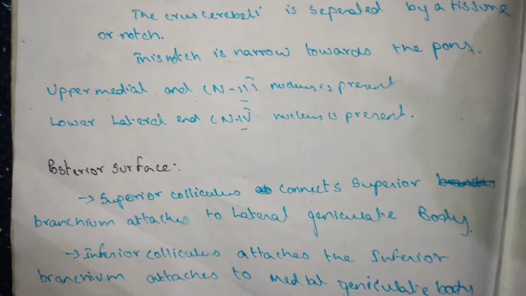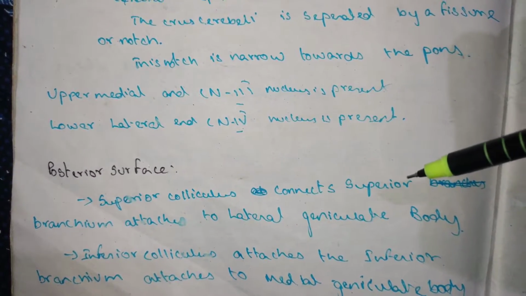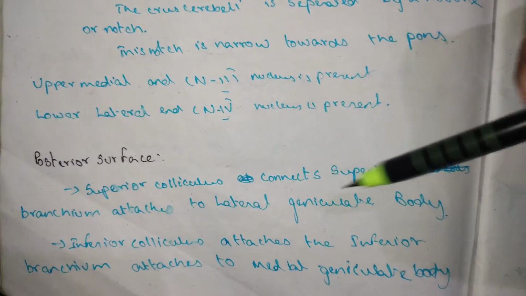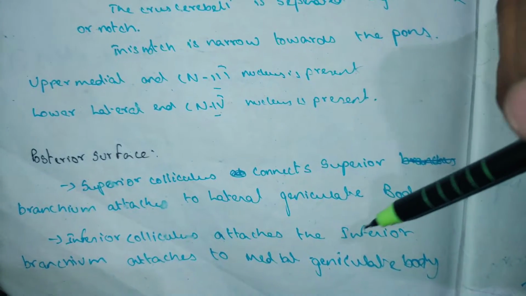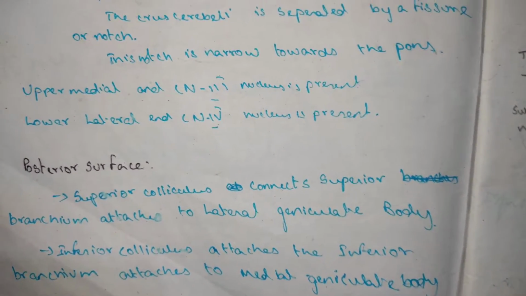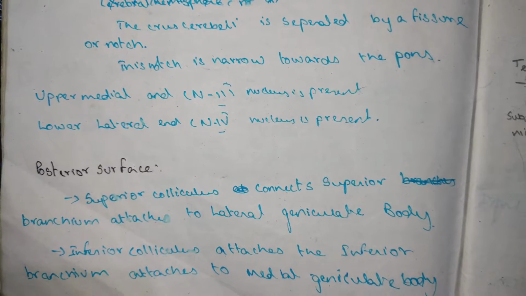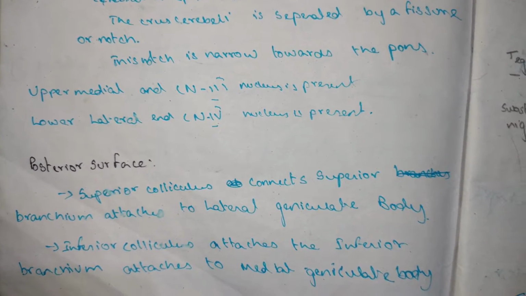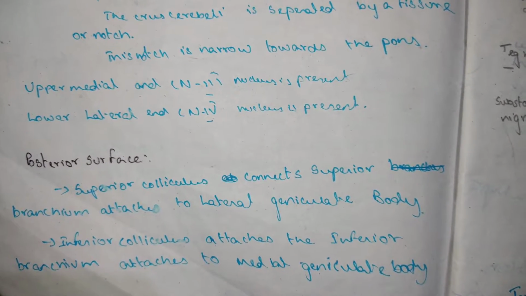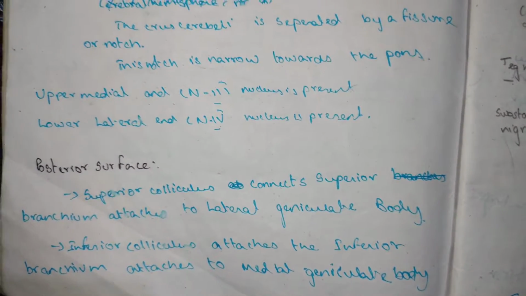Now we will see the posterior surface. The superior colliculus connects to the superior brachium and attaches to the lateral geniculate body. The inferior colliculus connects to the inferior brachium and attaches to the medial geniculate body.